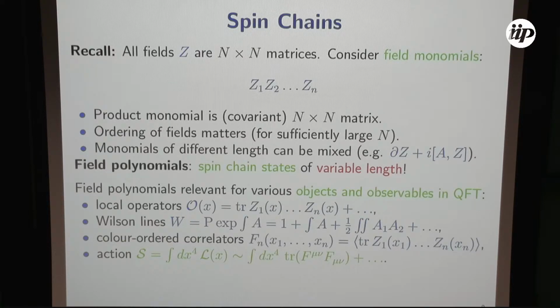You can also look at color-ordered correlators, where you take several fields at several different space-time points and evaluate their quantum correlation function. So these will be functions which depend on positions and also on the various flavor indices of the fields. And finally, the action is also such a local operator. It's an integral of the Lagrangian, and the Lagrangian is something like F_{mu nu} squared plus other terms, whichever you need for this theory. But that's also something which you can express as such a field polynomial.